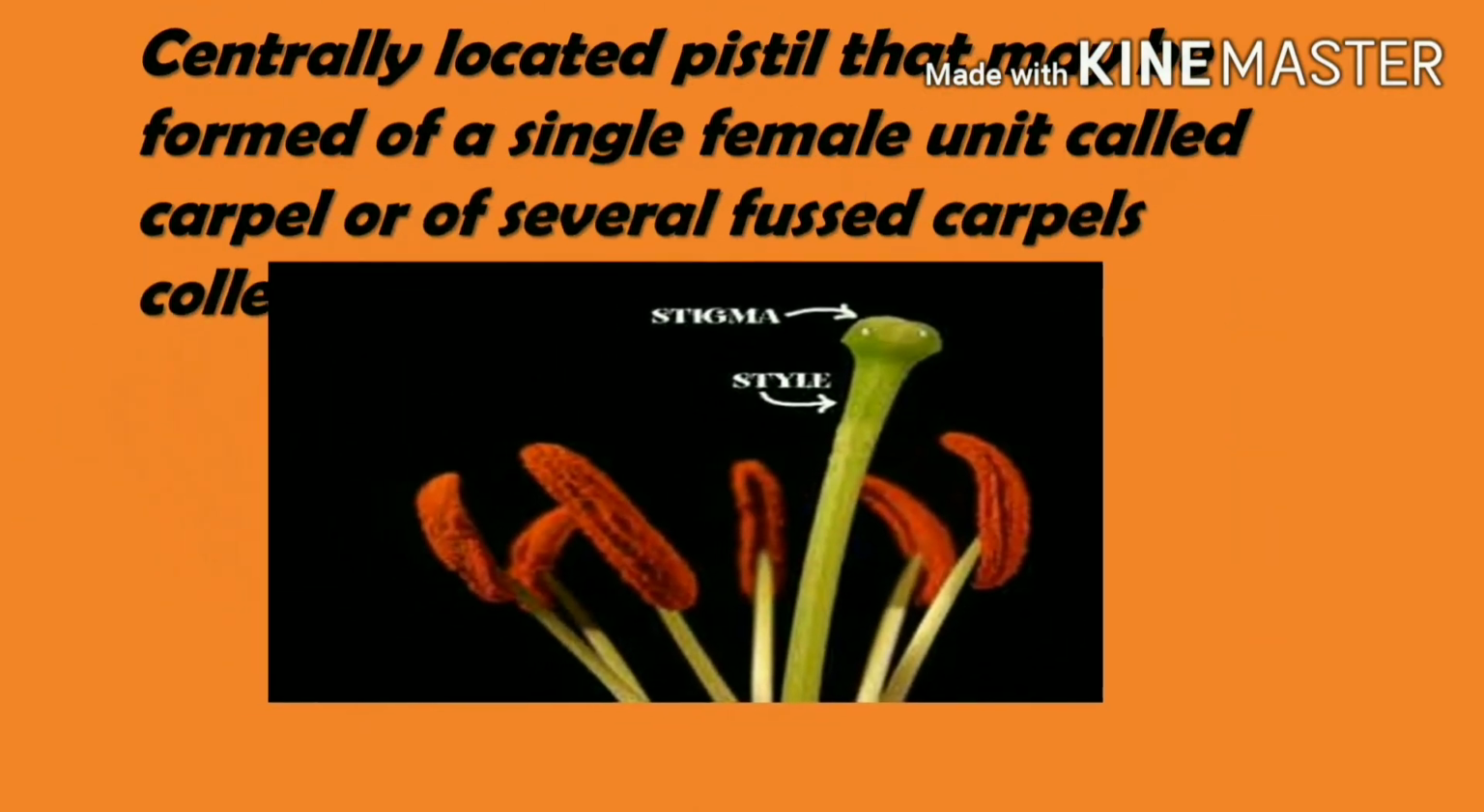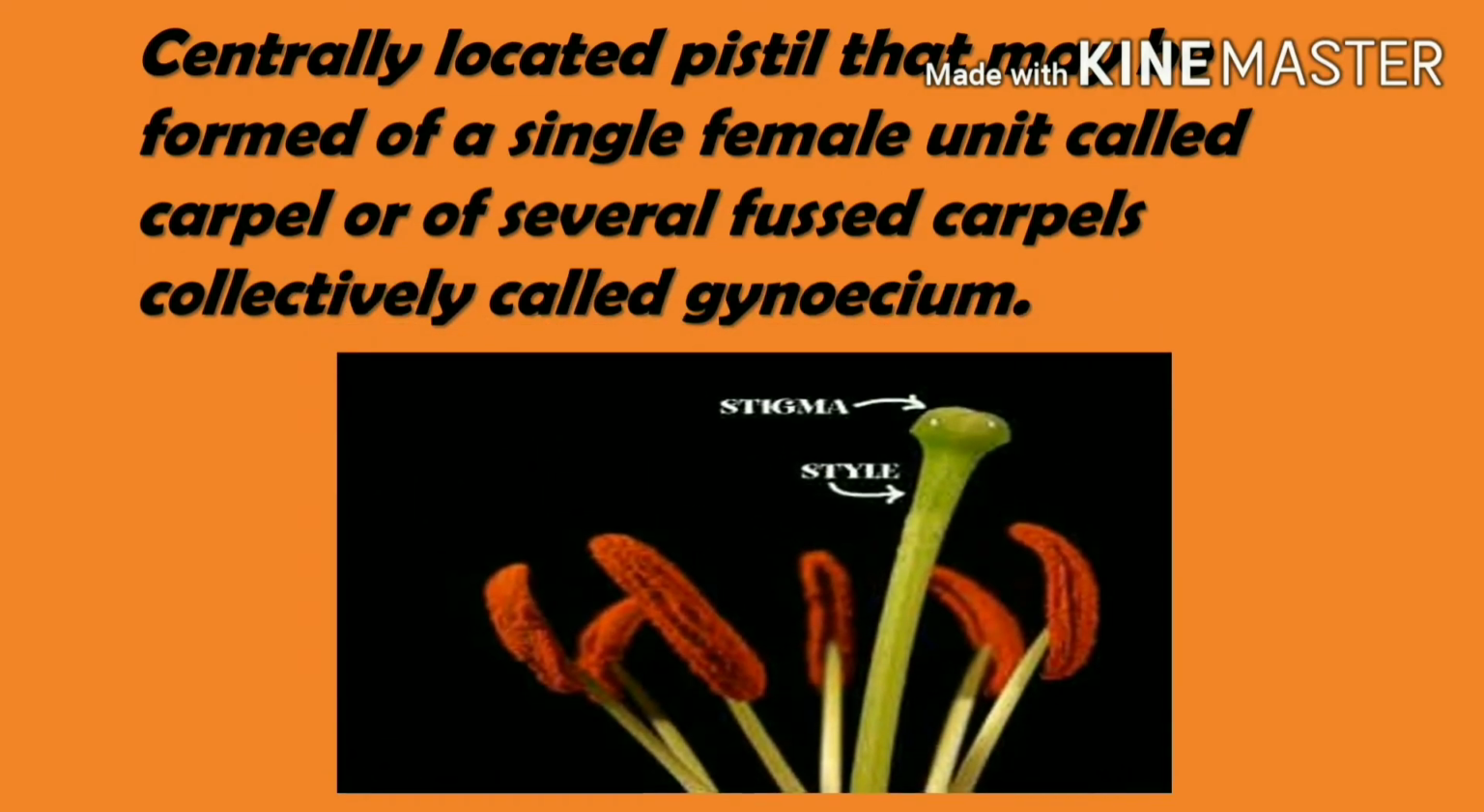Centrally located pistil that may be formed of a single female unit called carpel or of several fused carpels, collectively called gynoecium. Each carpel consists of a basal ovary, a middle style and an uppermost stigma.